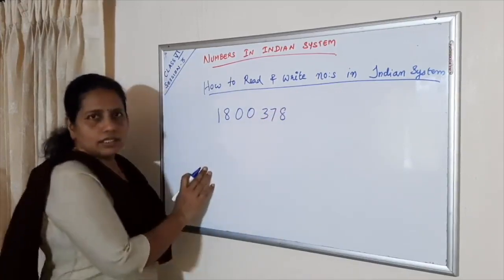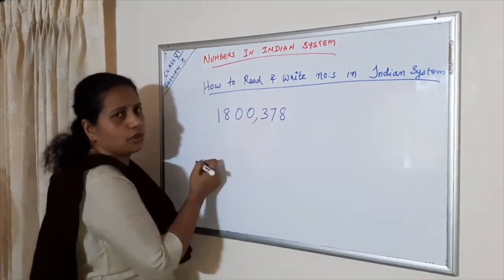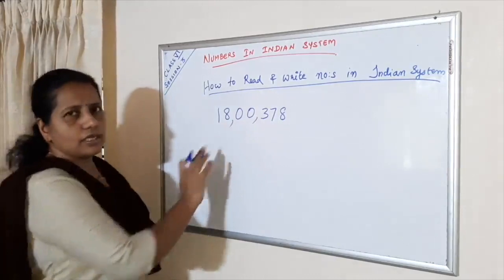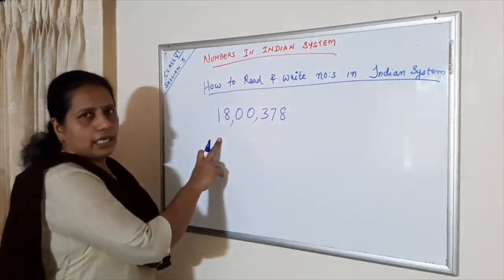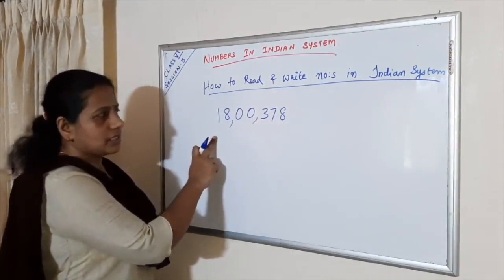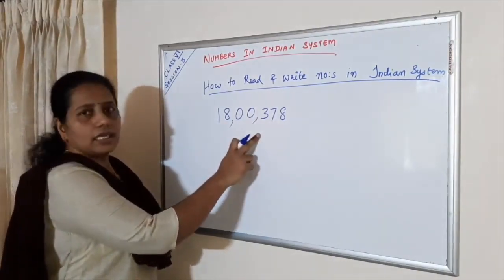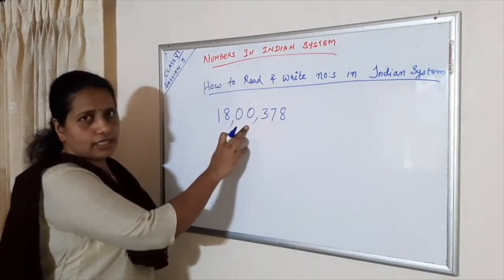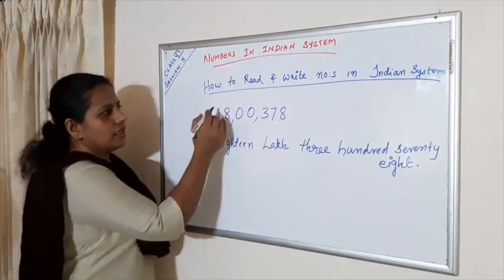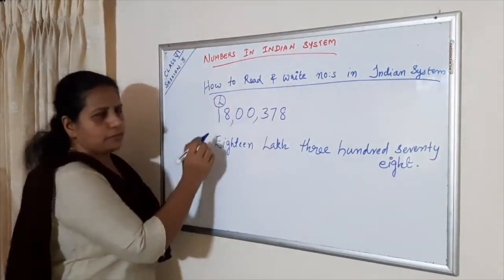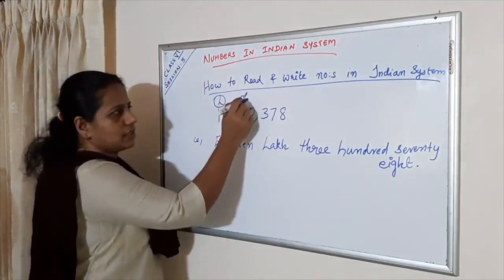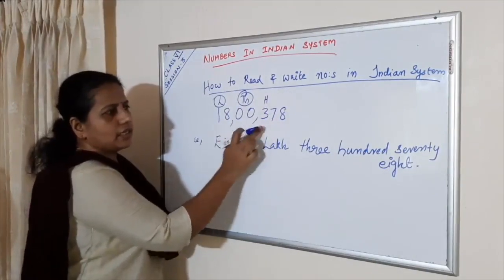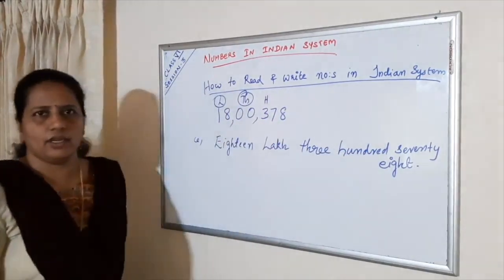18,00,378. This is the number, so we know how to insert commas in the Indian system. The pattern is 3-2-2. So I have inserted commas here. That is ones, tens, hundreds, thousands, ten thousands, lakhs, ten lakhs. That is 18 lakhs. Then 3 is in the hundreds place, 378. Thousands place, nothing is there. So 18 lakh 378. Okay.